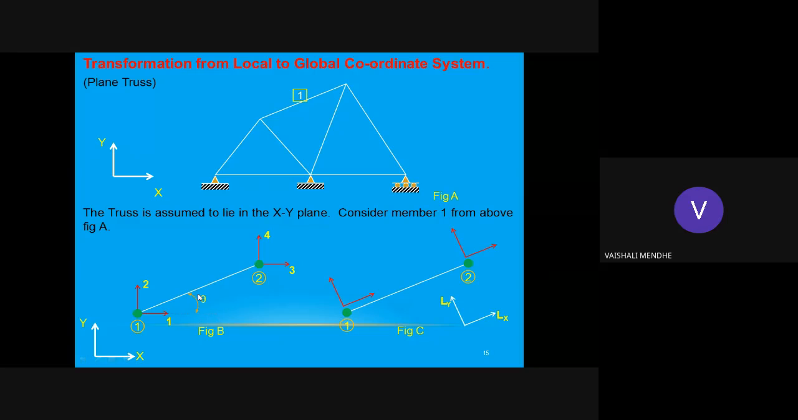Theta is the angle between the global x-axis and the local x-axis. Now you can easily understand the difference between the global coordinate system and the local coordinate system. In figure B, for node 1, I have shown the displacement at this joint.